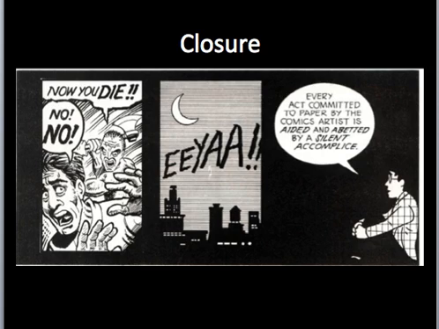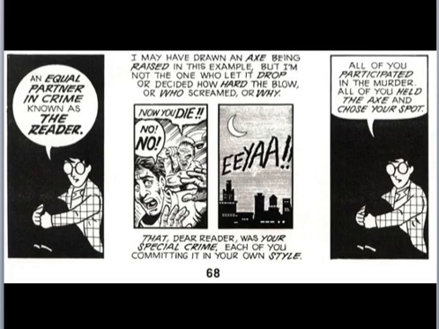Every act committed to paper by this comic artist is aided and abetted by a silent accomplice, an equal partner in crime known as the reader. So we're going back to issues of transactional theory. He may have drawn an axe being raised in the example, but they're not dropping the axe, or deciding how hard the blow, or who screamed, or why. That, dear reader, is the special crime that's being committed, and it's being committed in your own style.